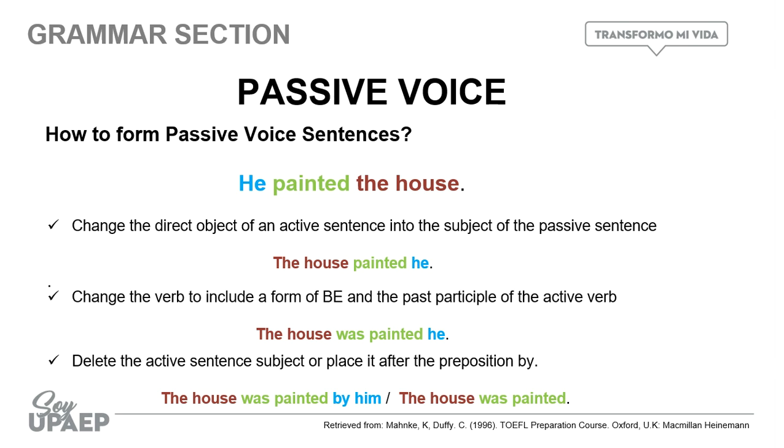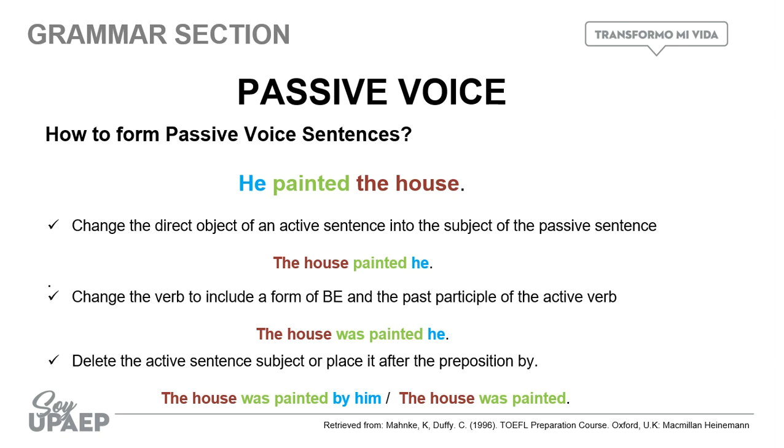And then we have to delete the active sentence subject or place it after the preposition by in order to have the agent. For example, it can be the house was painted by him, or if we omit the object, without the agent, it becomes the house was painted. So this is basically how we form passive voice sentences.